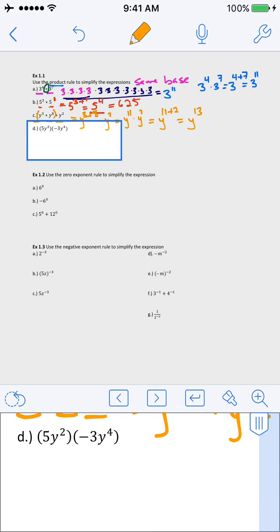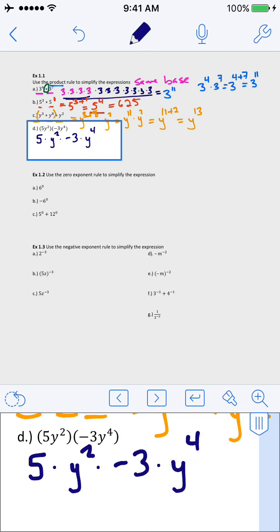Alright, last one for the product rule. We've got a couple things going on here. We've got 5y squared times minus 3y to the 4th. Notice again, everything's being multiplied. So I'm going to rewrite this just a little bit, where I kind of split up each guy, so I can double check that, in fact, yes, everything is still being multiplied. Let me put parentheses around this guy so it shows that.